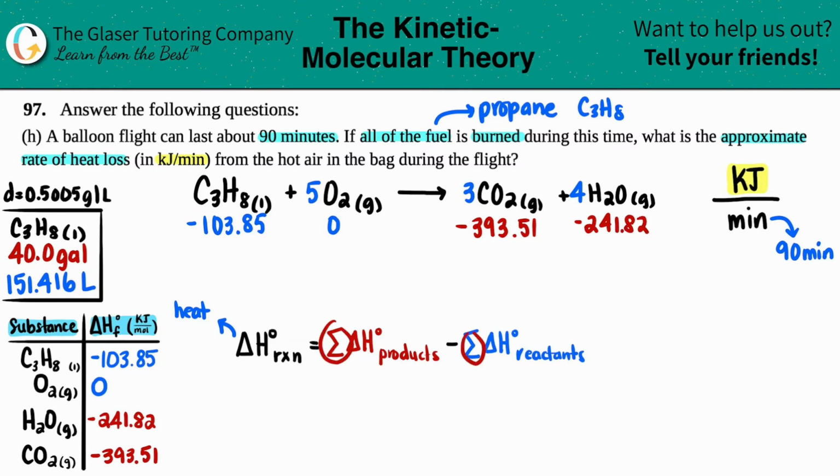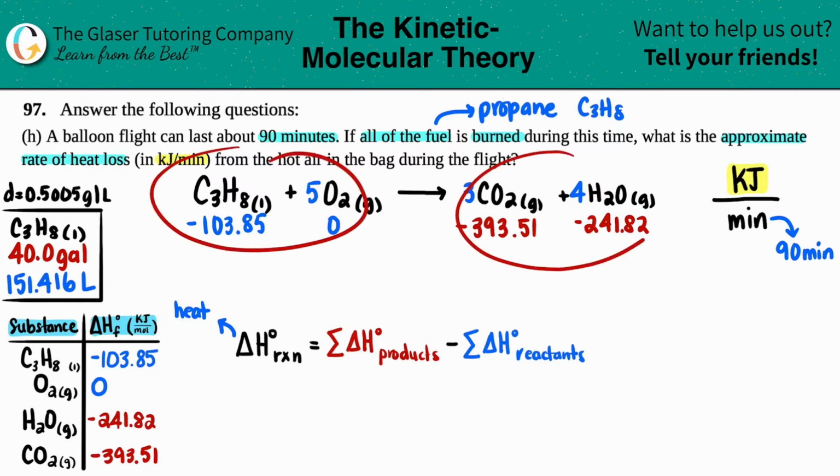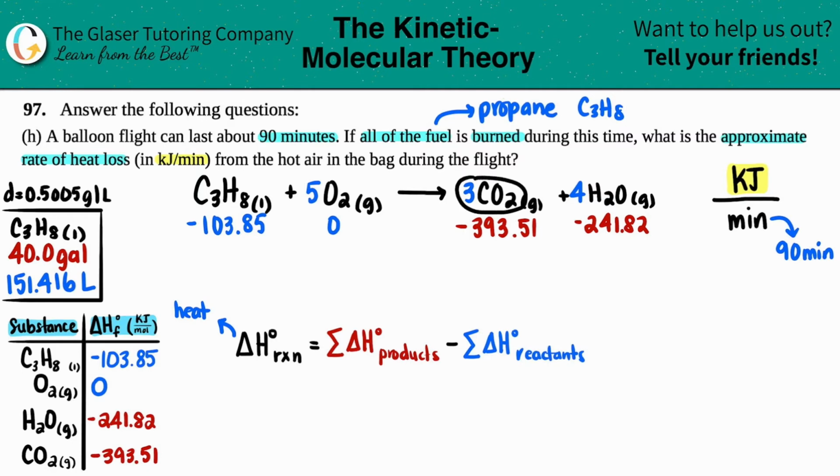Now remember, it's the sum. So we have to add all the blues up and add all the reds up, but there's a catch. For some of them, you have multiple of the compound. In this case, we have 3 CO2s. These numbers are if you only had 1 CO2. So if you have 3 of them, I have to multiply this by 3. And then since I have 4 H2Os, I have to multiply this by 4.